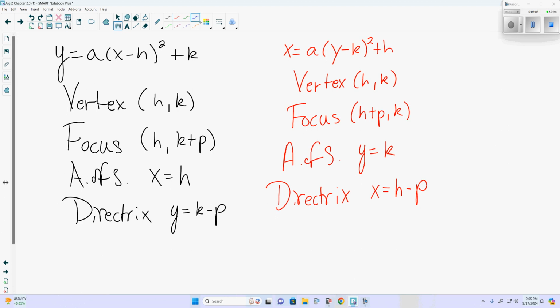The only other thing we had was that a is equal to 1 over 4p, and p is equal to 1 over 4a. So it's a nice thing that this works out that way because it does make some of the calculations easier, especially with what we do tomorrow with finding the information from the equation.